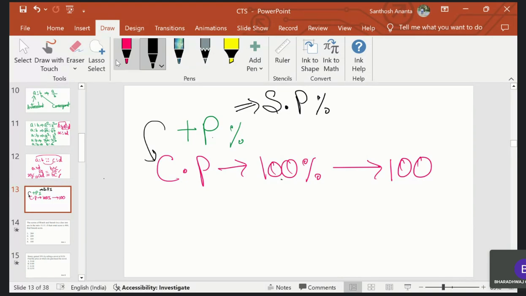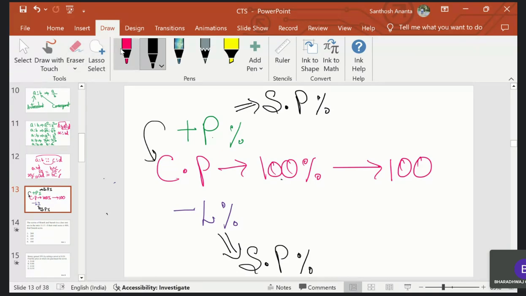Sometimes they'll give you the loss percentage. If they give you the loss percentage, subtract the loss percentage from the cost price. If you subtract the loss percentage from the cost price, then you'll get the selling price percentage. In the questions they will give you the selling price value.